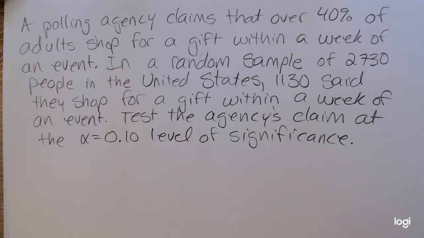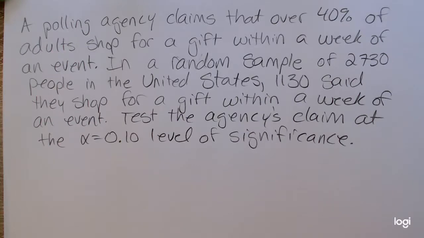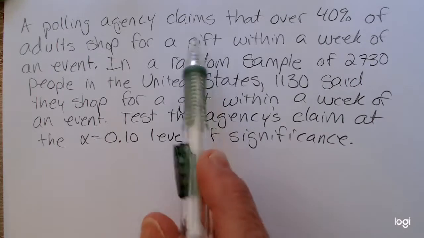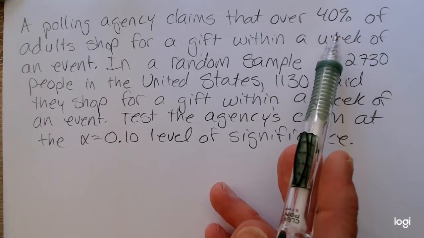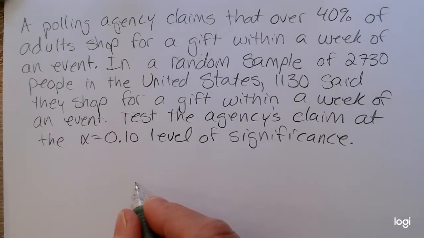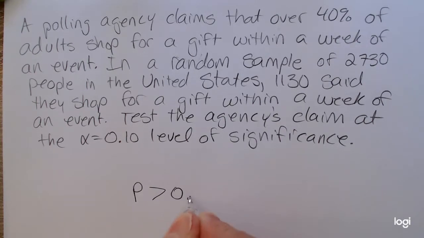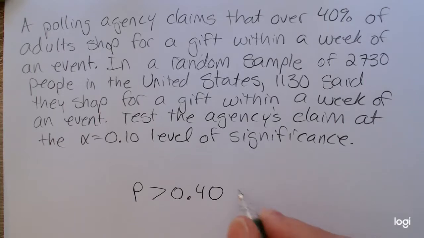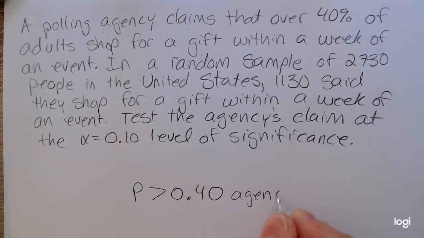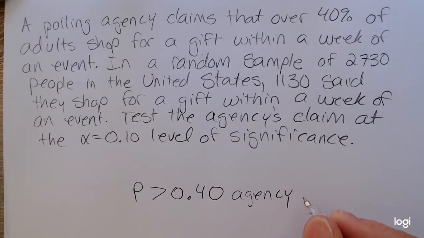So we need to set up the null and the alternative in terms of the population parameter. This is a test about a proportion, not a mean, so the parameter I'm going to use is p, not mu. So the claim is that over 40% shop for a gift within a week. As a mathematical statement, that's going to be p greater than 0.40. The case of equality is not implied here.